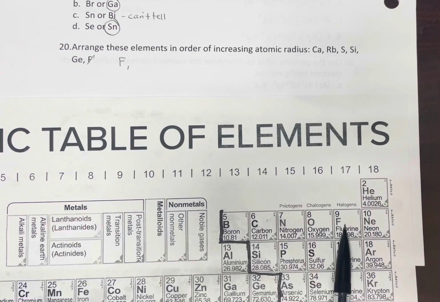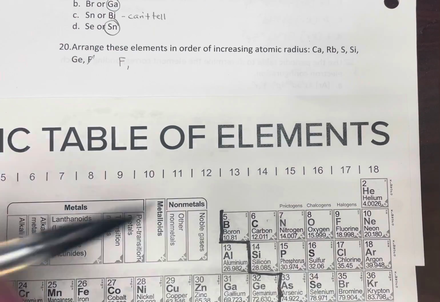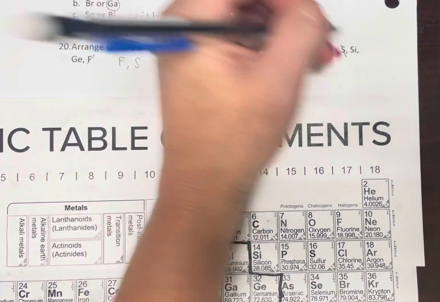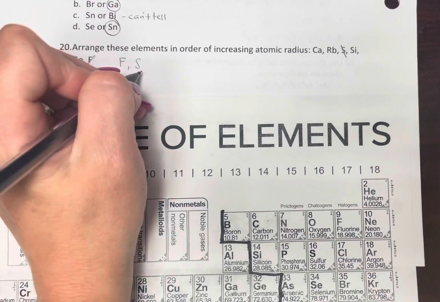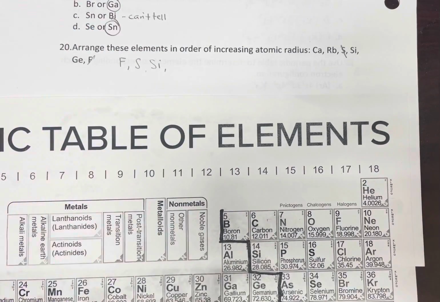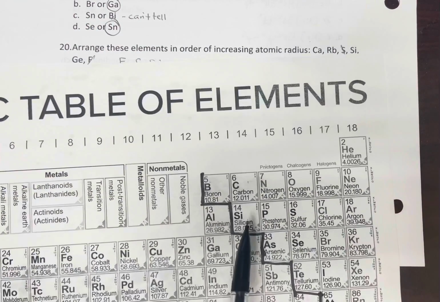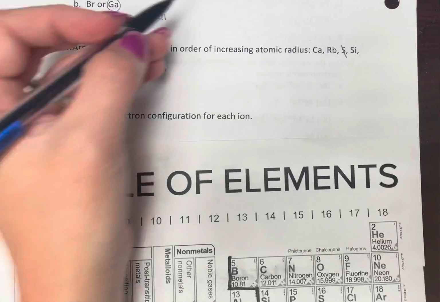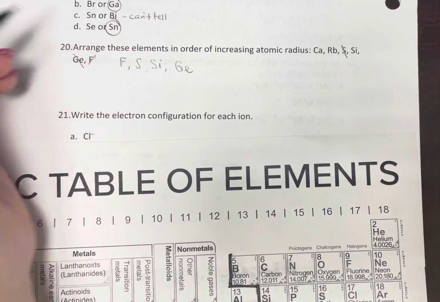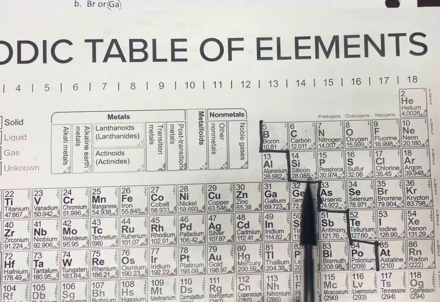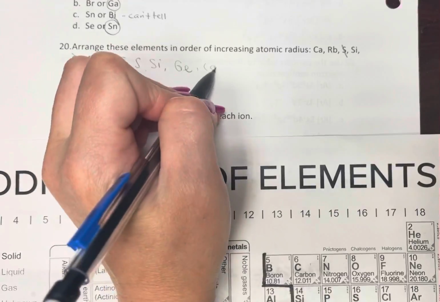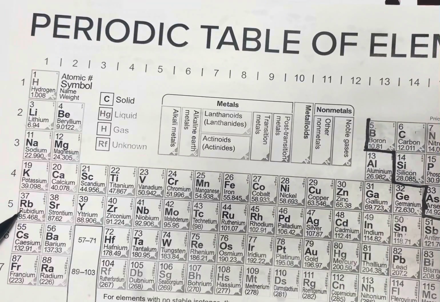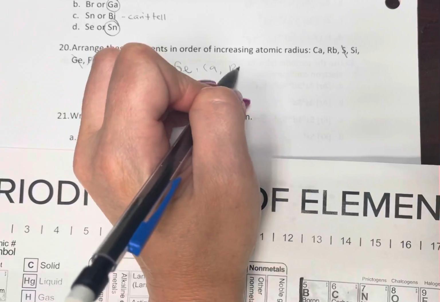After fluorine, what do we get to next? Sulfur? Yeah, sulfur. Keep going. Then we get to silicon. Then we have to go down a row, we get to germanium. Then we go way over and we get to calcium. Then we have to go down to get to rubidium.